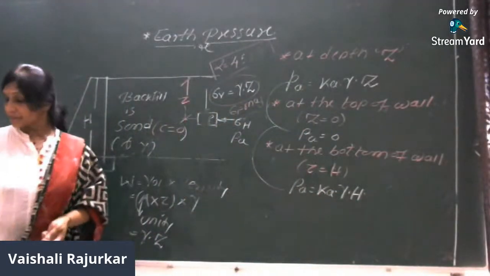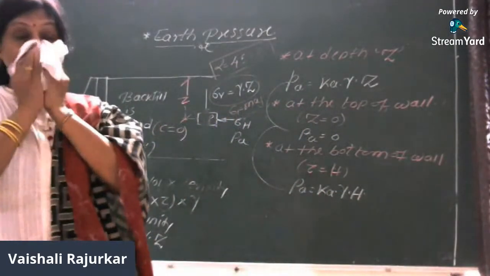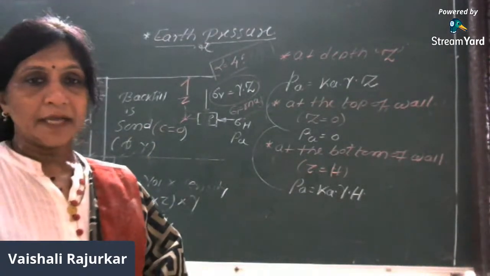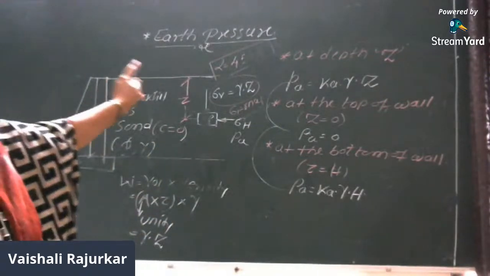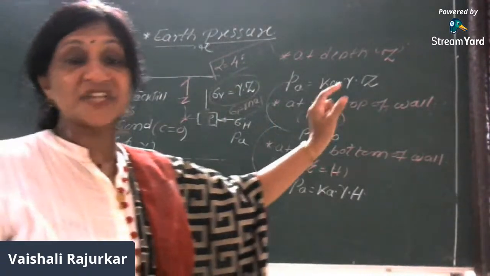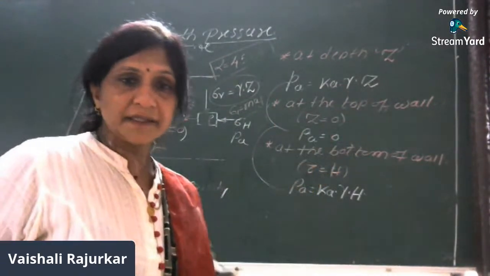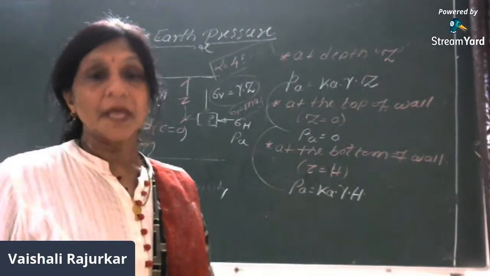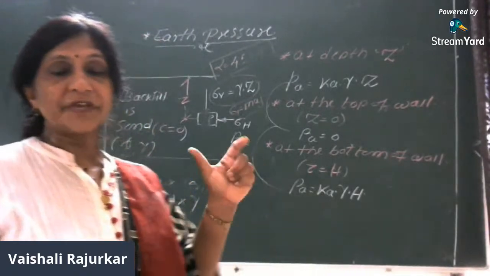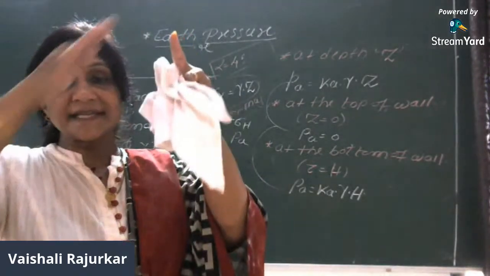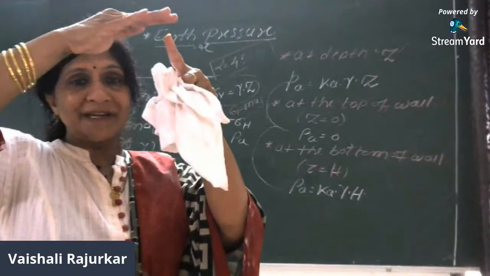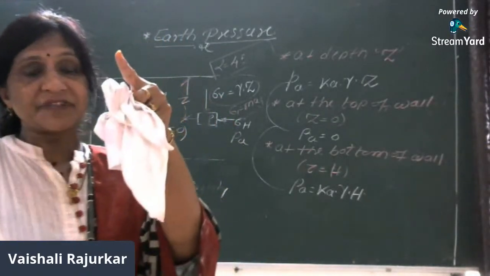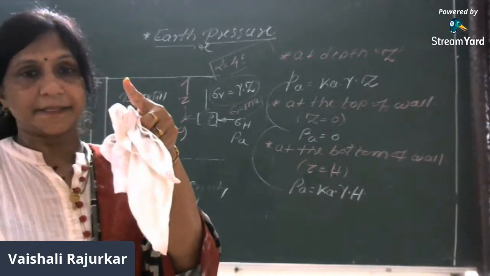Now tell me whether the pressure increases with the depth or not. You can see where Z is 0, the pressure is 0, and at the bottom where Z is equal to H, the pressure is maximum. From this we can say that the pressure increases with the depth, 0 at the top, maximum at the bottom. Right? It increases with the depth, it increases with the density.